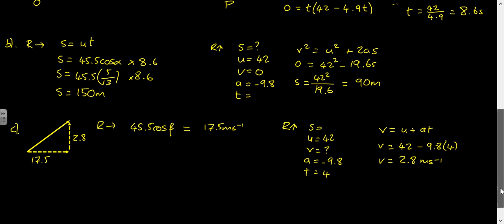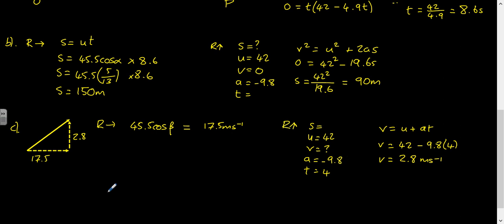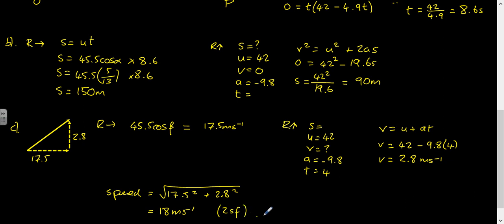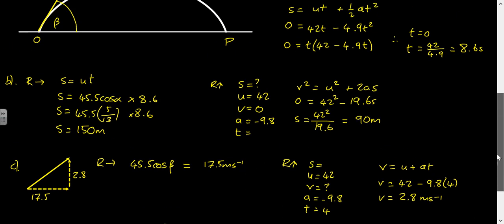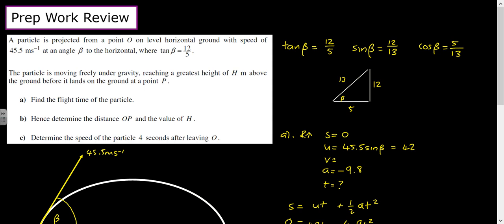To find the speed then, we need to use Pythagoras' theorem. So we say that the speed is the square root of 17.5 squared plus 2.8 squared, which is given by, and we've got 17.72, so we've got 18 meters per second to 2 significant figures. Now that's quite a common type of question, so do look out for it. And then we've got 2 more to look at in the context of the lesson, and then we're done.